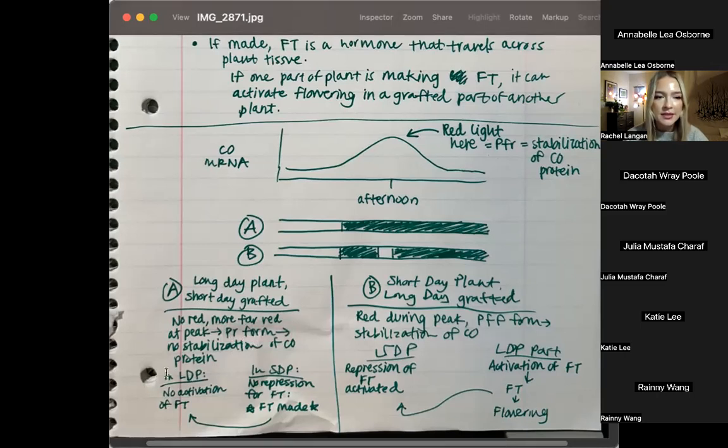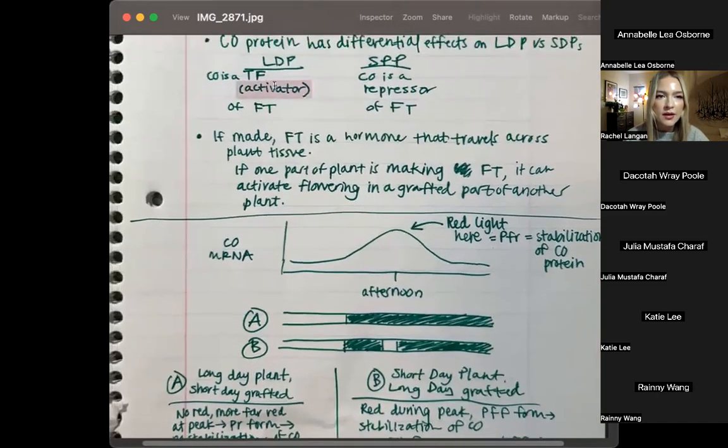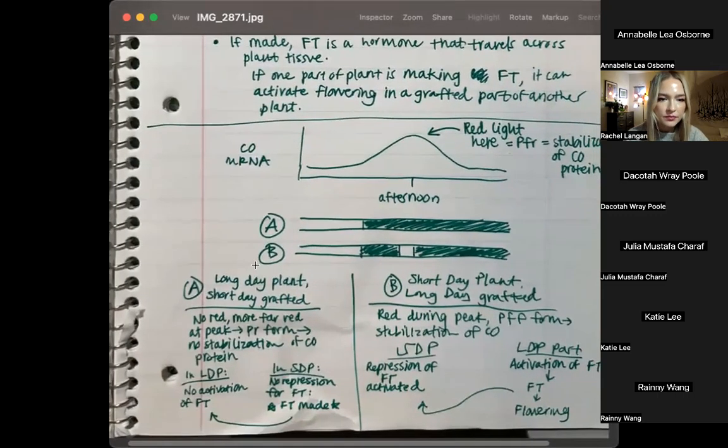So what that means is in the long day plant, there's no CO protein and there's no activation of FT. Okay, what about the short day plant we grafted on there? In the short day plant, again, there's no red light. So there's no PFR form, and it's in the PR form. So there's no CO protein in the short day plant either.